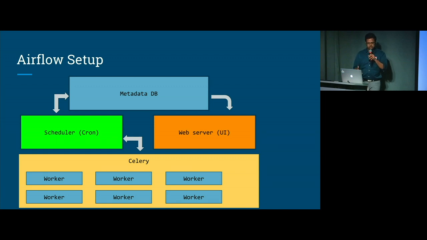Typically how it works is the scheduler is looking for any new DAG runs to run, and then it sends those tasks to the Celery task queue worker. The web UI is reading from the metadata database and showing which DAGs are currently running, which have run in the past, and what the status of those runs has been.